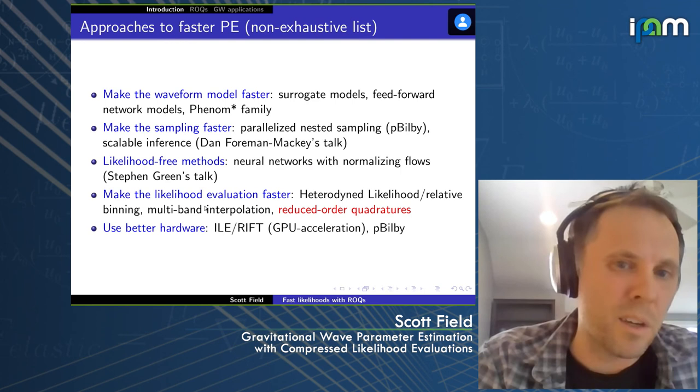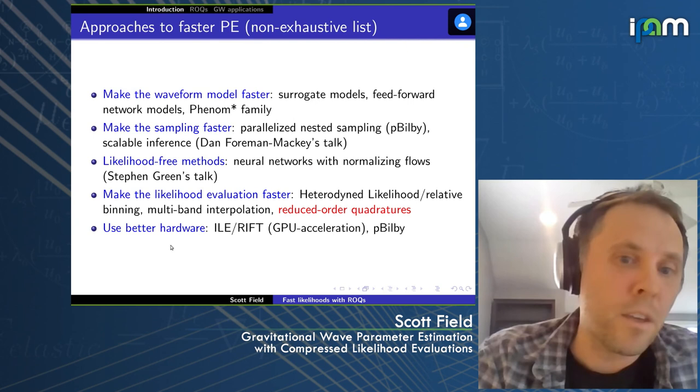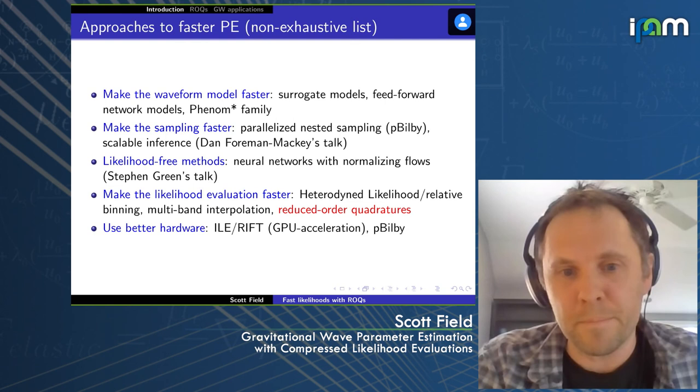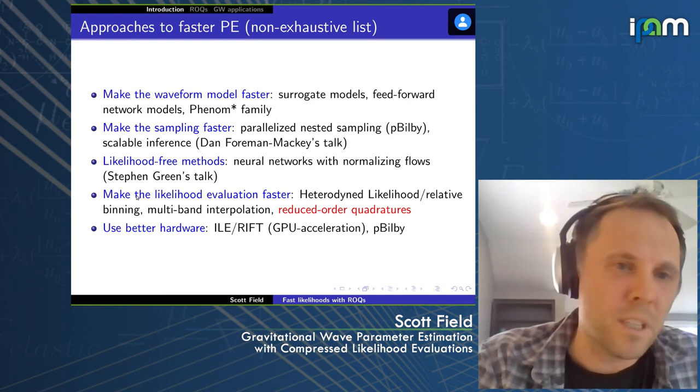Other techniques that do this are multiband interpolation. Another technique called relative binning also does the same thing. And finally, using better hardware, for example, RIFT, which is the code that does some of the flagship PE for LIGO, has a GPU acceleration module built in for carrying out some of the Monte Carlo integrals. And oftentimes, you would want to use a combination of these approaches to make things as fast as possible.